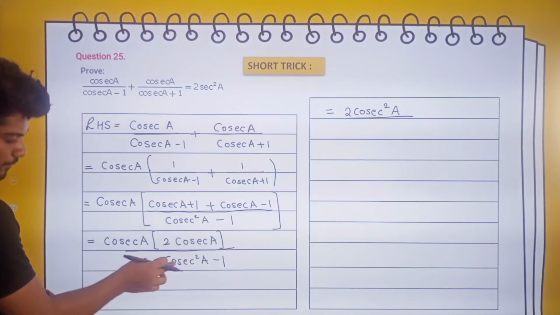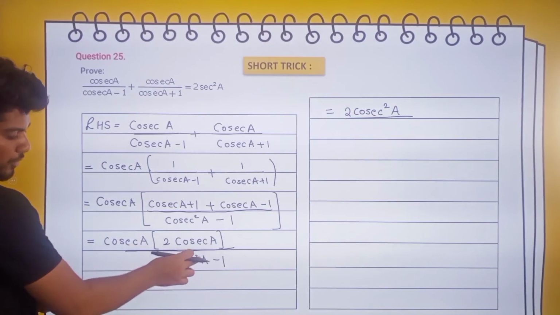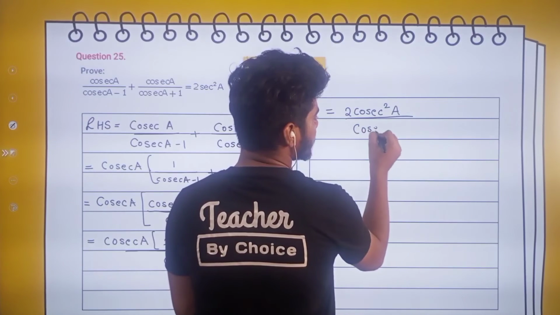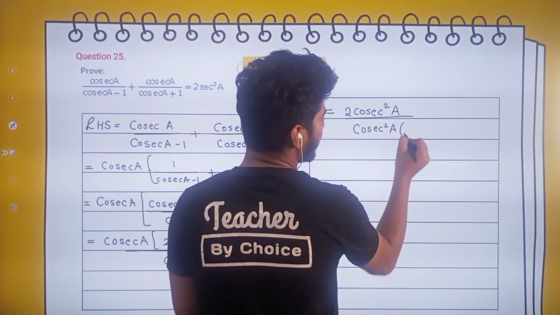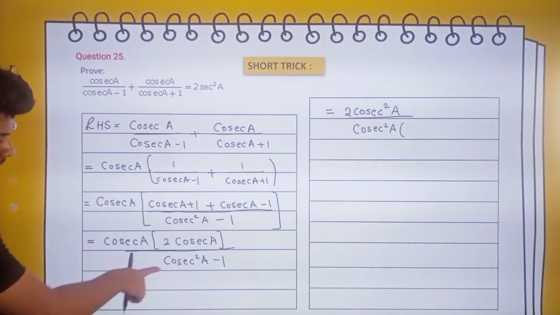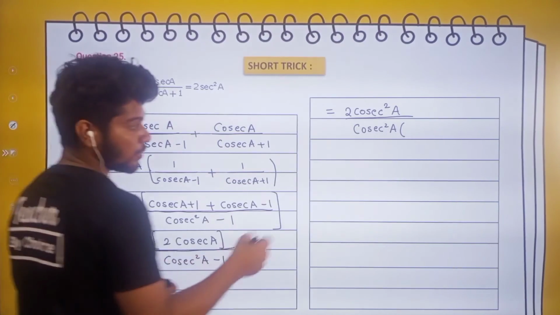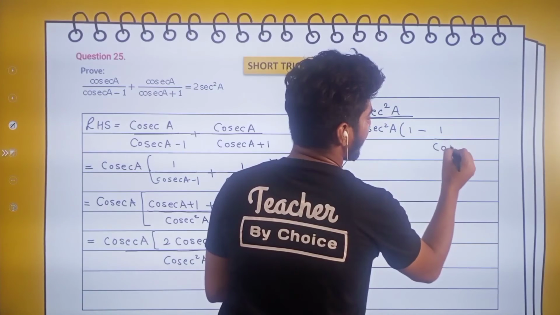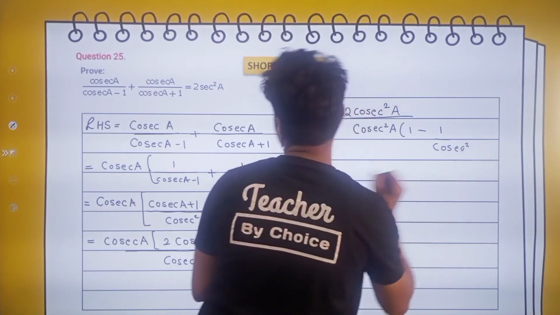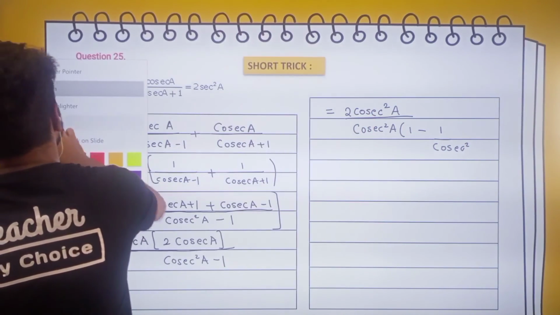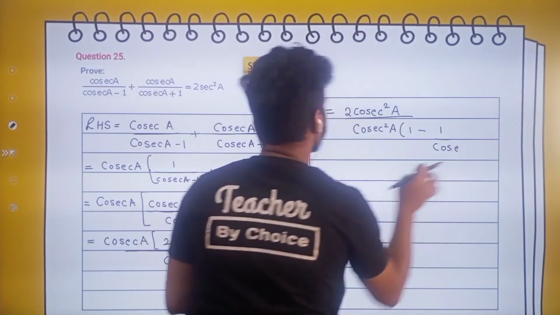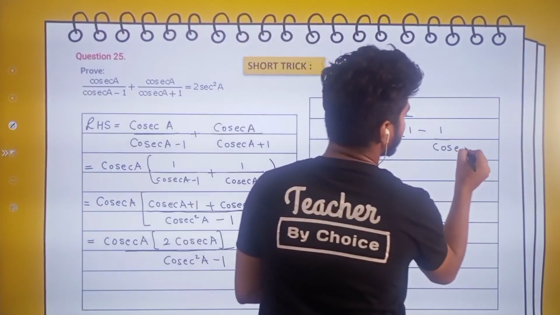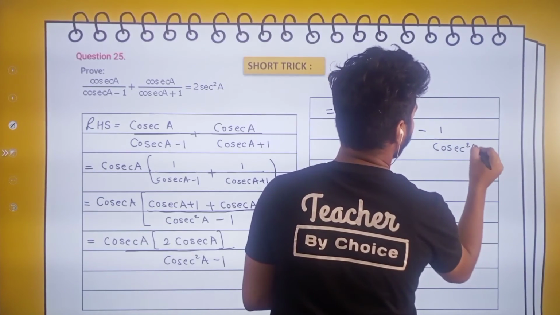Otherwise what you can do? You can do cosec square a को कॉमन ले लो डिनोमिनेटर में से. If I take common cosec square a from the denominator, what I will be left with? Cosec square a मैंने कॉमन ले लिया. Cosec square a is 1 minus 1 upon cosec square. See, this is the different way of taking common. I will explain you this. This is 1 by cosec square a.